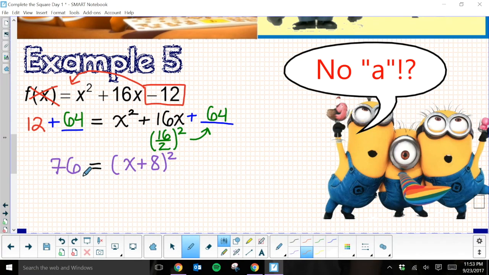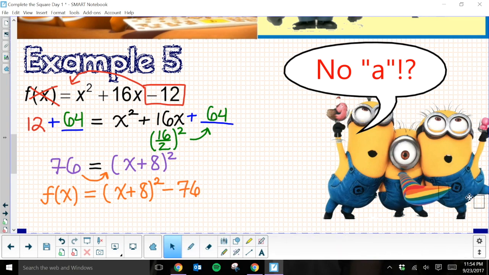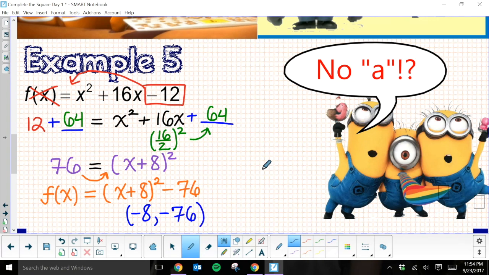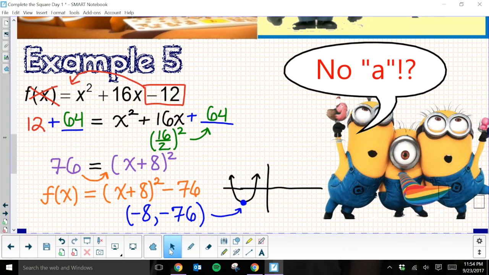So the last thing that you're going to do is actually take the 76 and move it back to join the others. So that f of x, which is really there, can reappear. x plus 8 squared minus 76. And that is how you go from standard to vertex form, because now I can actually find the vertex of this equation. And the vertex is at negative 8, negative 76. And that's kind of the last part. So whenever you do try to graph this, it's just probably going to look like this, where I'm going to go negative 8, negative 76. So that's kind of why it helps us graph.